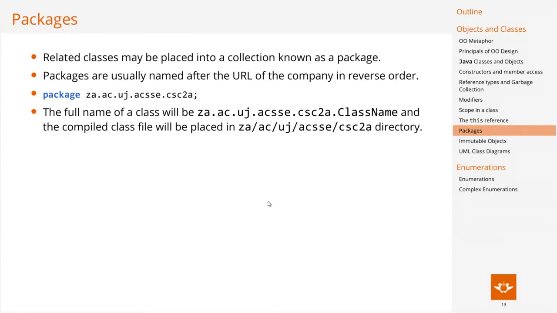Now, what's interesting about how the syntax is laid out is that each dot that's specified in the package name corresponds to a folder where you will find other things inside of there. So if we have something called class name, could be Student or could be whatever, that class file, the .java file, will be found in the ZA folder that has an AC folder, that has a UJ folder, that has an ACSSE folder, that has a CSC02A folder, and in that CSC02A folder, that's where you'll find your .java file.